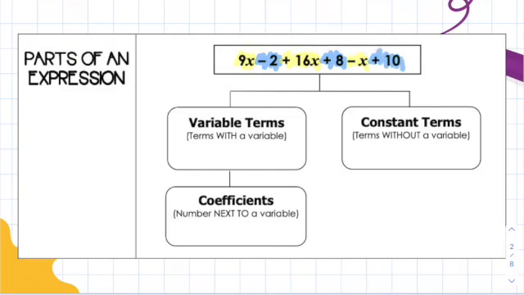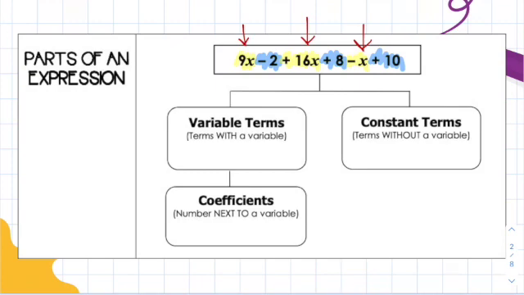So now that we know how to identify each separate term in an expression, we have to learn how to classify each of these terms, all right? So there is a big difference between terms in an algebraic expression. Terms that contain letters, like 9x plus 16x minus x, and the terms that don't contain letters, the negative 2, plus 8, and plus 10, all right?